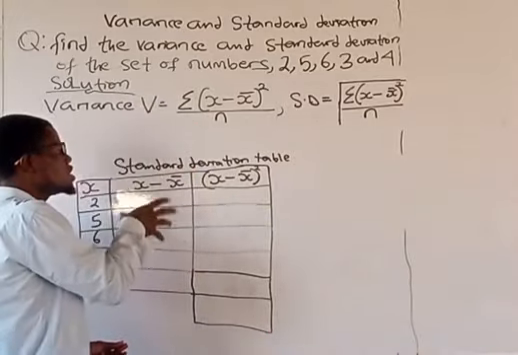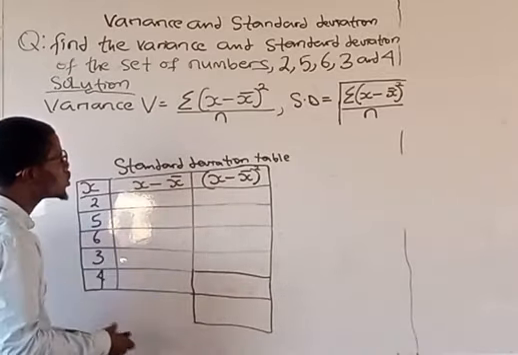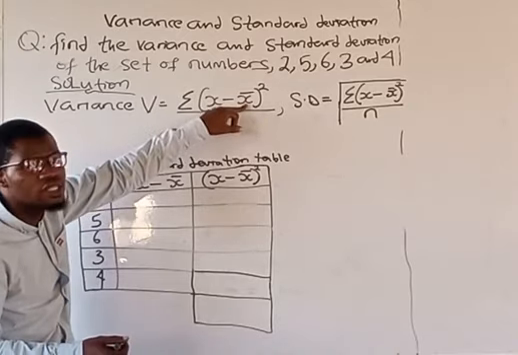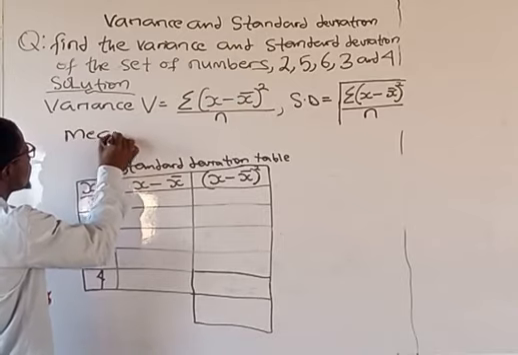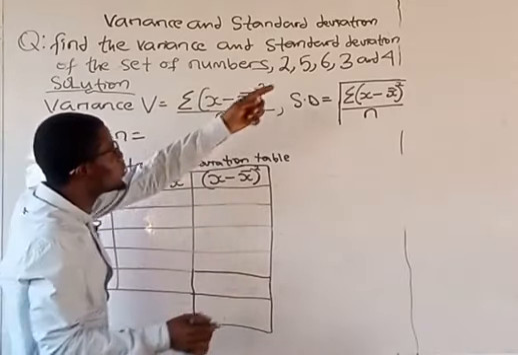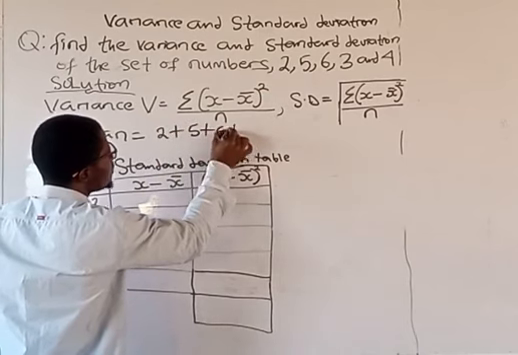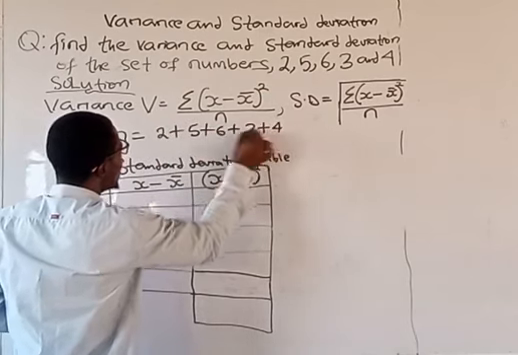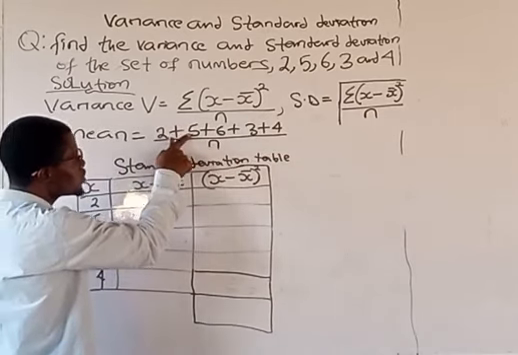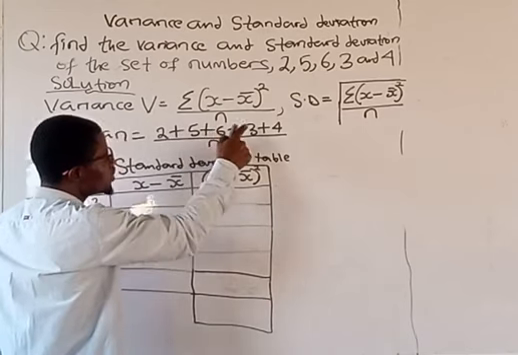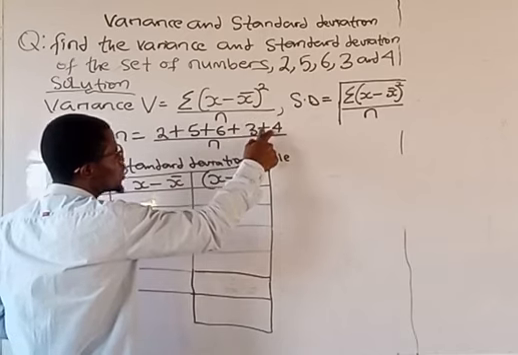But before you can calculate the standard deviation, you need to know what your x bar is, which is your mean. So don't forget that mean is equal to the sum of all these numbers over n. When I add up 2 plus 5 plus 6 plus 3 plus 4: 2 plus 5 gives us 7, 7 plus 6 gives us 13, 13 plus 3 gives us 16, and 16 plus 4 gives us 20.